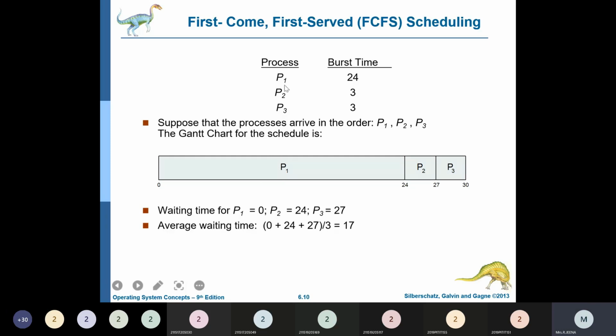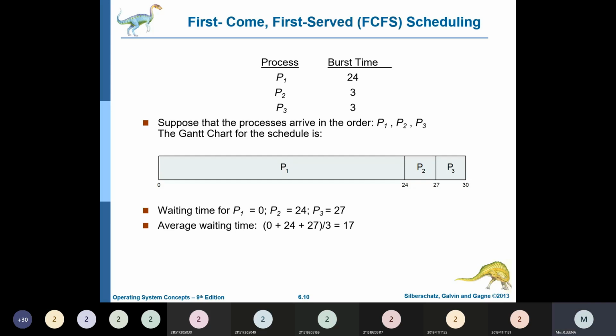As P1 arrives, it takes 24 units, and next P2 arrives, in the order of arrival. P2 needs 3 units, so from 24 it takes 3: 24, 25, 26, 27. And P3 again wants 3 units, so it takes from 27 to 30.